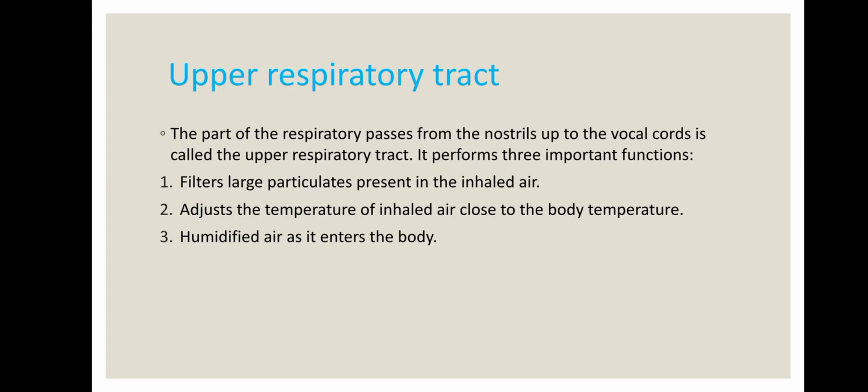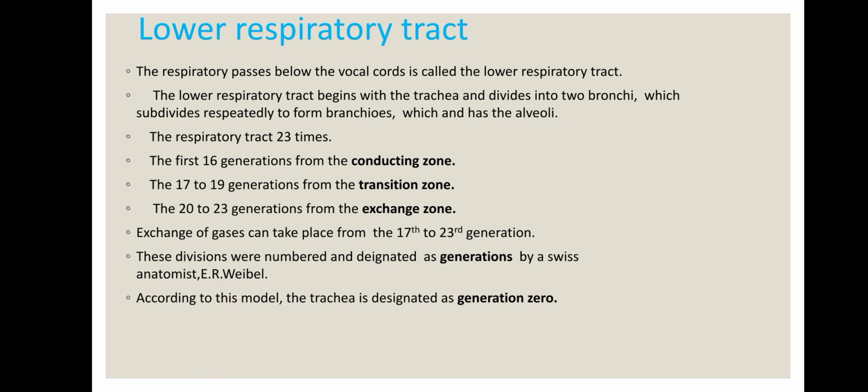So the lower respiratory tract means the passage below the vocal cord. The lower respiratory tract begins with the trachea and divides into bronchi, which subdivide into bronchioles, which have the alveoli. As I have explained in the diagrams, the respiratory tract has 23 divisions.